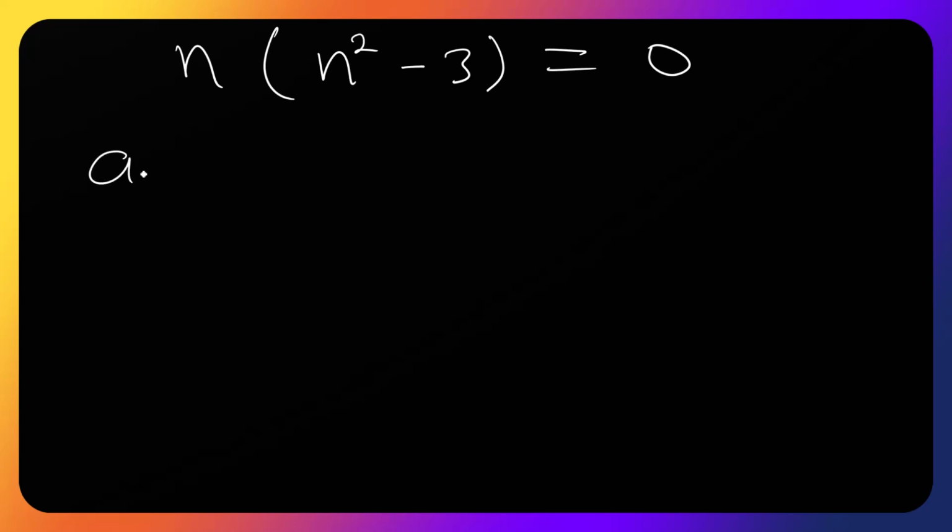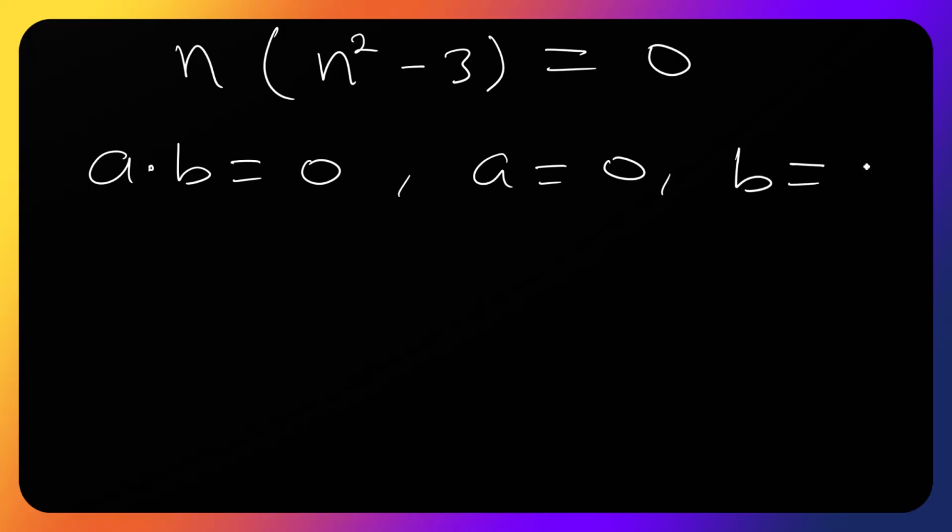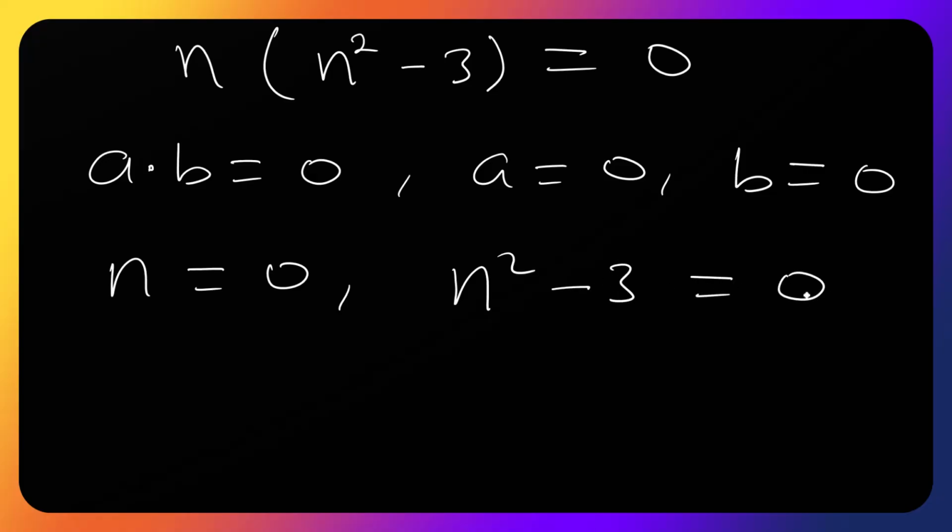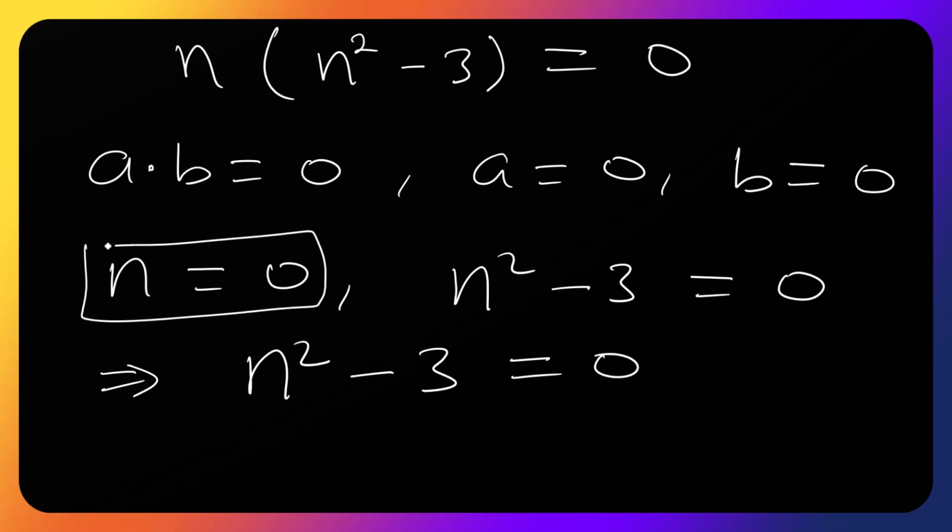Now when we have a times b equals 0, we can say that a equals 0 or b equals 0. So with this, we can say n equals 0 or n squared minus 3 equals 0. Now, the first solution is n is equal to 0. Now, let's look for the other two solutions.